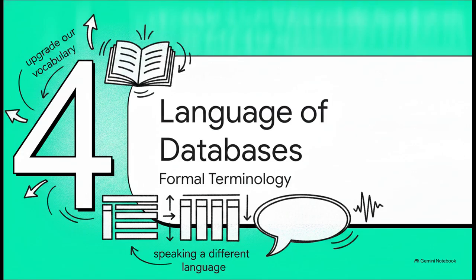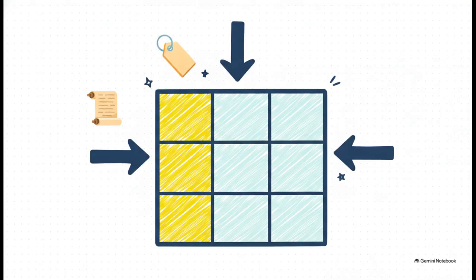All right, part four, the language of databases. If you want to sound like a true database expert, you have to upgrade your vocabulary. Instead of just saying column and row, we use formal relational terminology. An attribute is the formal term for a column. It represents a specific characteristic for the stored data. And a tuple, that's spelled T-U-P-L-E, is a formal, fancy term for a row of data or a record.